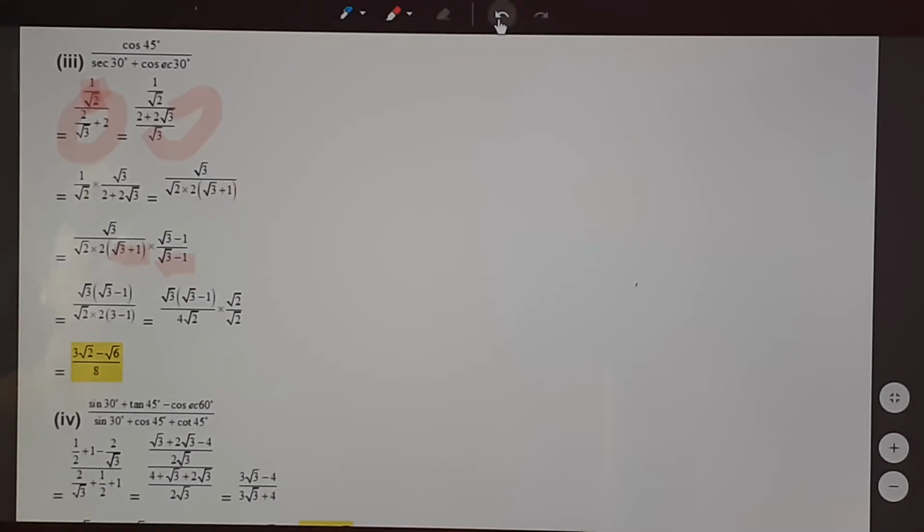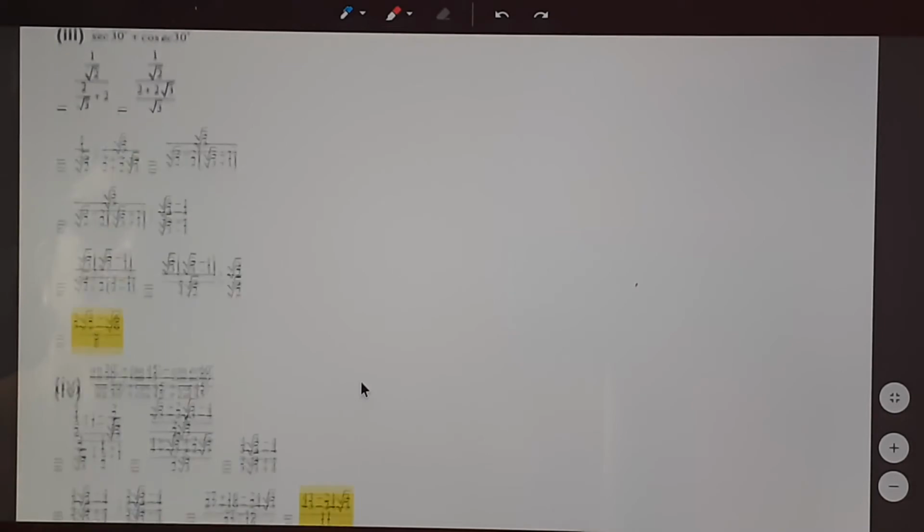So in this way you can do the problem. Here it is in upon form, so you have to be careful. If you are getting irrational numbers, you can rationalize and solve completely to get the answer.